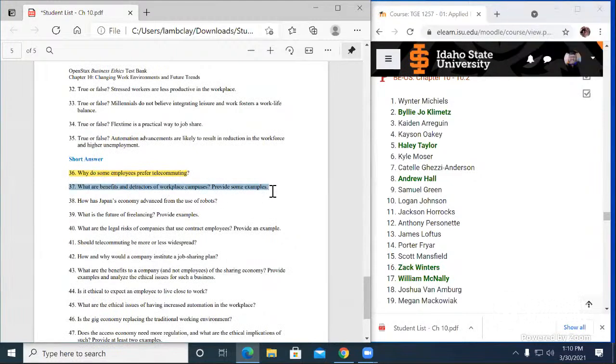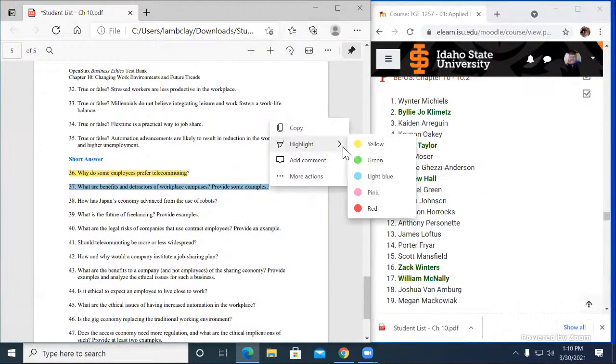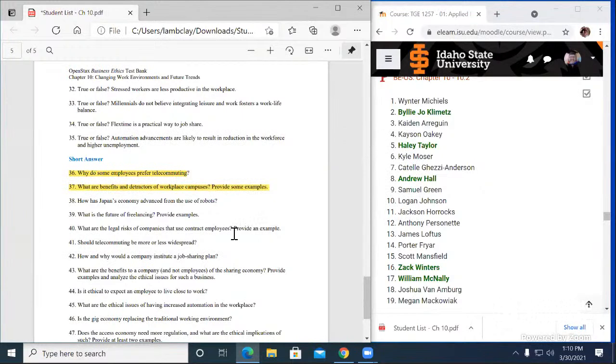It says, what are benefits and detractors of workplace campuses? So benefits include the snacks, climbing walls, places to work out, just places to eat, and so on and so forth. Then detractors would be having to be on campus more often, or feeling like you're stuck there, which could be an imbalance in your work life.